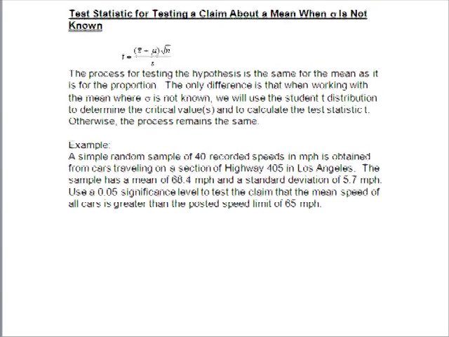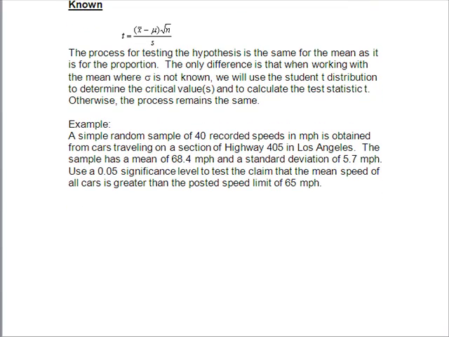So we have an example. A simple random sample of 40 recorded speeds in miles per hour is obtained from cars traveling on a section of Highway 405 in Los Angeles. The sample has a mean of 68.4 and a standard deviation of 5.7. Use a 0.05 significance level to test the claim that the mean speed of all cars is greater than the posted speed limit of 65 miles per hour.